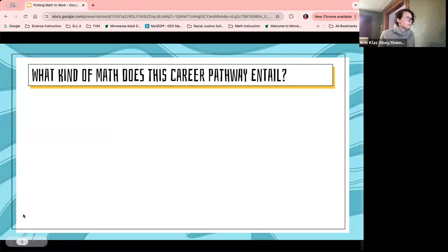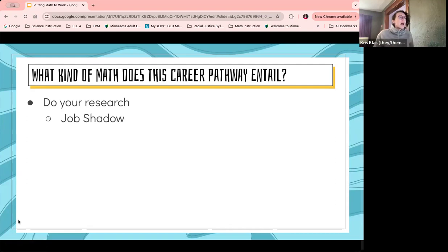So we need to do some research. And I think, as you have all written curriculum for adult career pathways and planned your lessons, you know that it takes a lot of research to figure out what students need in a career pathway that you maybe haven't ever worked in. So one of the ways that I went about this was job shadowing. This is maybe the ideal way to figure this out.